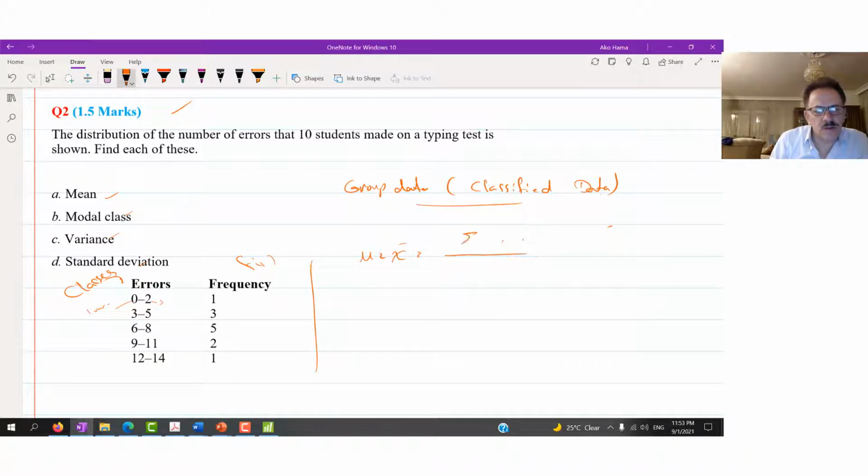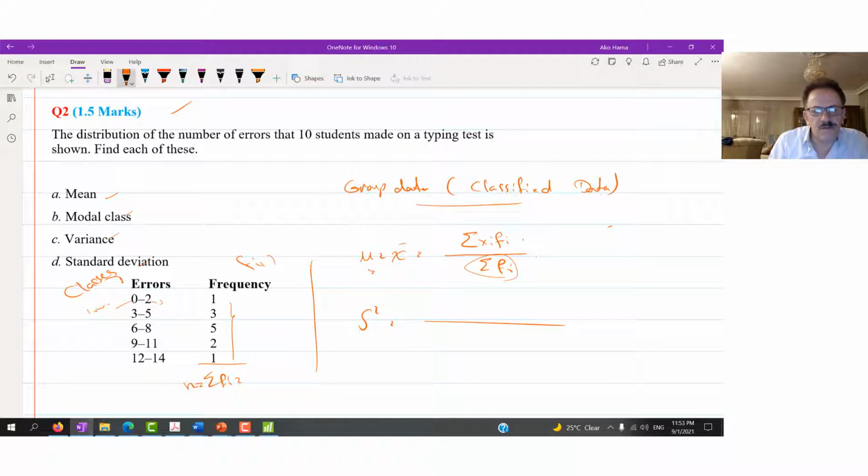So the mean, which is mu, equal to x bar for the grouped data, is equal to the summation of xi fi divided by the summation of fi. The summation of fi is the summation of all these data, which is equal to n.